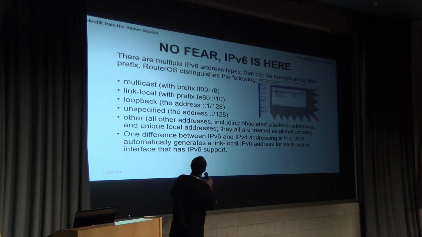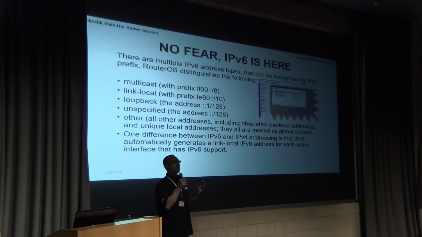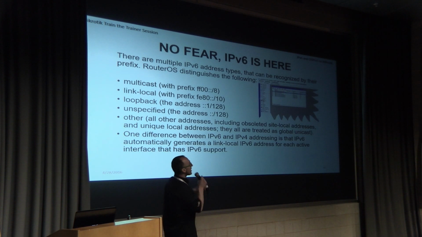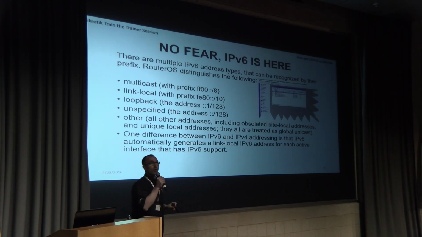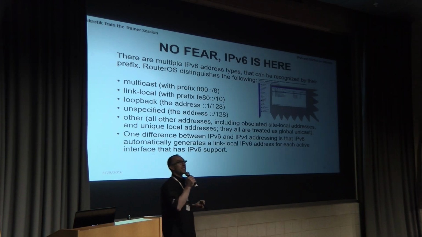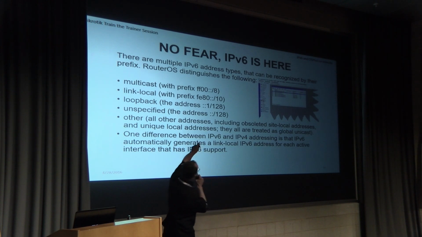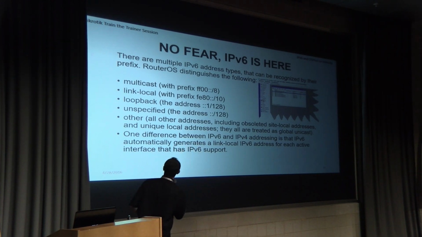As you see, there is no notation like CIDR notation. You advertise a prefix, and you see the double colon for the undefined address, and double colon 1/128, that's our good old 127.0.0.1. You write it down like that.